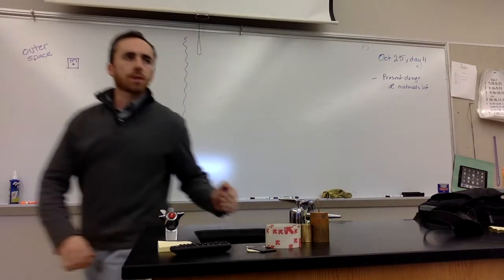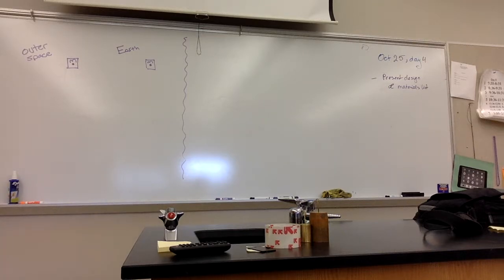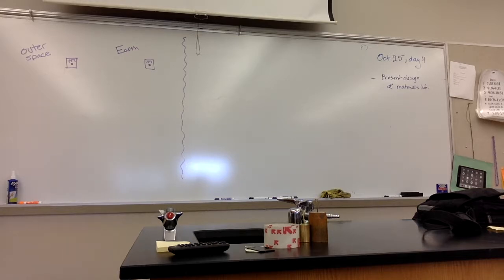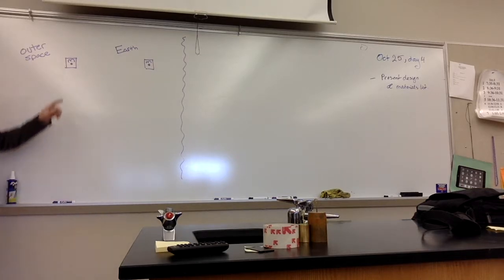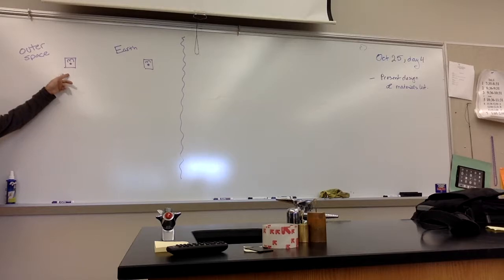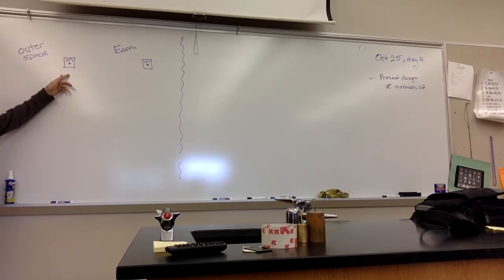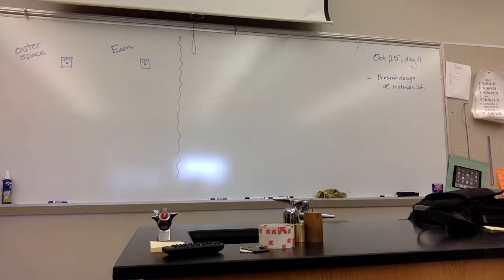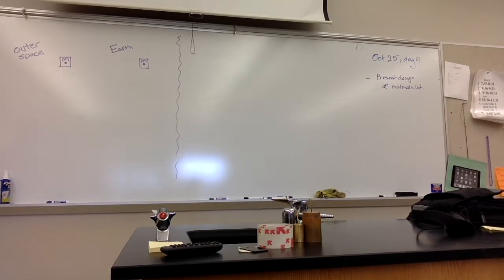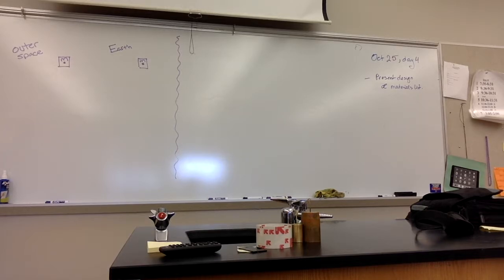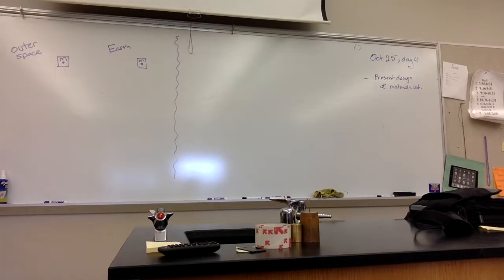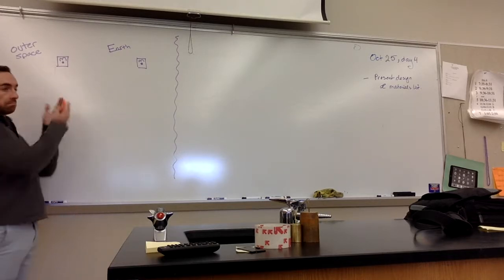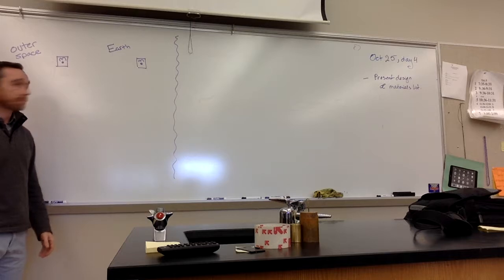So let's look at the forces on some objects in various situations. Let's start with this. There's a mass in outer space, just sitting in outer space. What are the forces on that object? Right, nothing. There's not one force. So if I were to draw a free body diagram, it just looks like that.